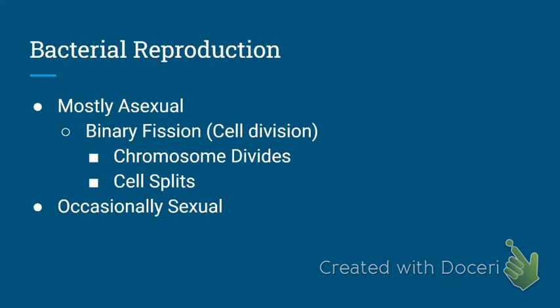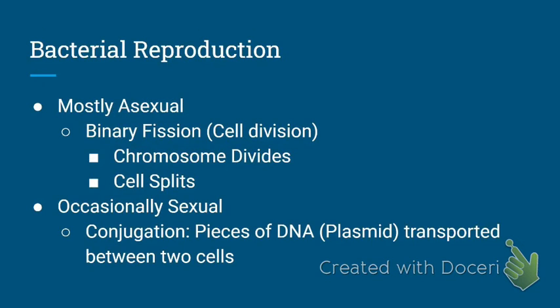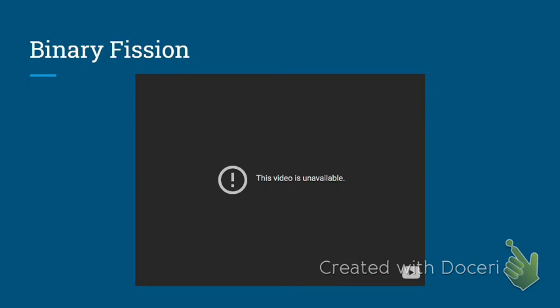Now, occasionally they can reproduce sexually, which means they're going to be sharing genetic material between two different bacteria. This is specifically called, in bacteria, conjugation. And pieces of their DNA, which is called the plasmid, are transported between two different cells. This video is not working, so we'll show you that later. No big deal.